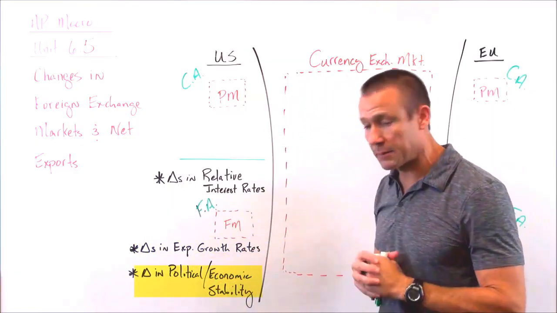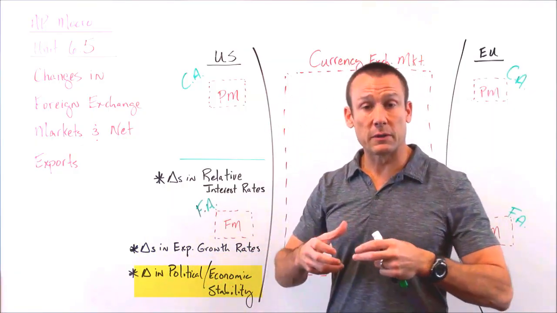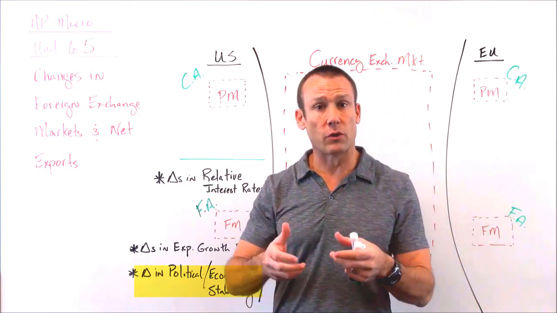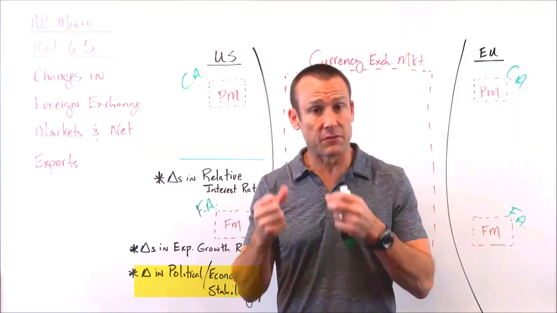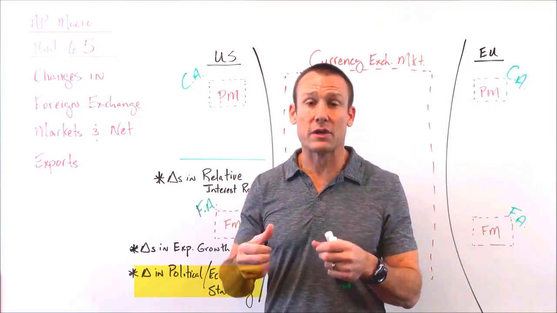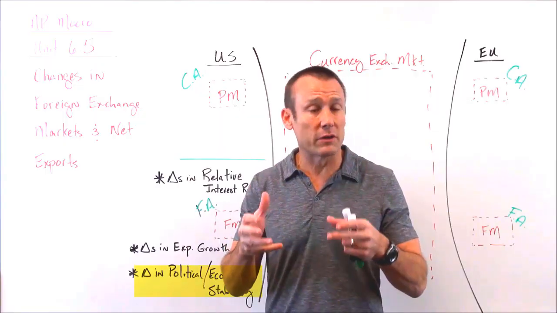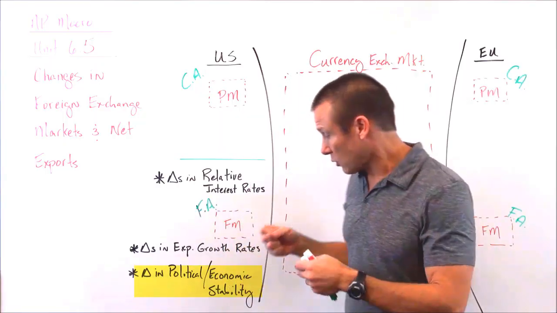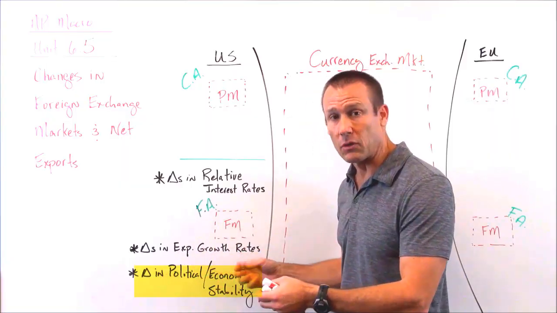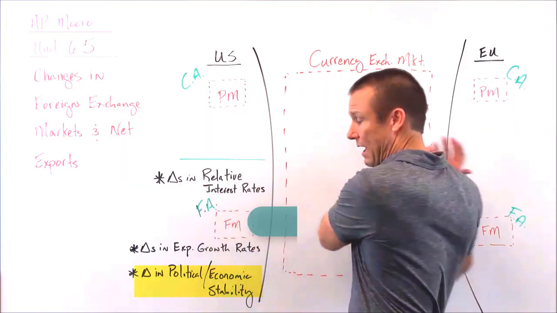Now, let's go to this one. Changes in political and economic stability. Let's say that the U.S. becomes less politically stable. If that's the case, here's the question for you. Where do you want your wealth to be? In financial markets in countries that become more stable or less stable? Well, of course, less stable is not where you want your financial wealth to be, right? So if people have their wealth here and it becomes politically less stable, well, people are going to want to get their wealth out of there, right?